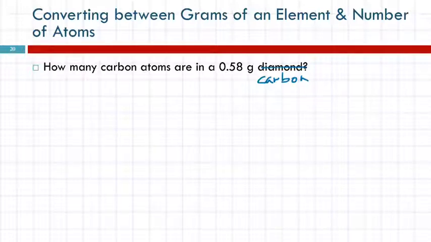Okay, so let's write down the numbers that were given. There's only one: 0.58 grams of carbon. And what are they asking us to find? Atoms of carbon.